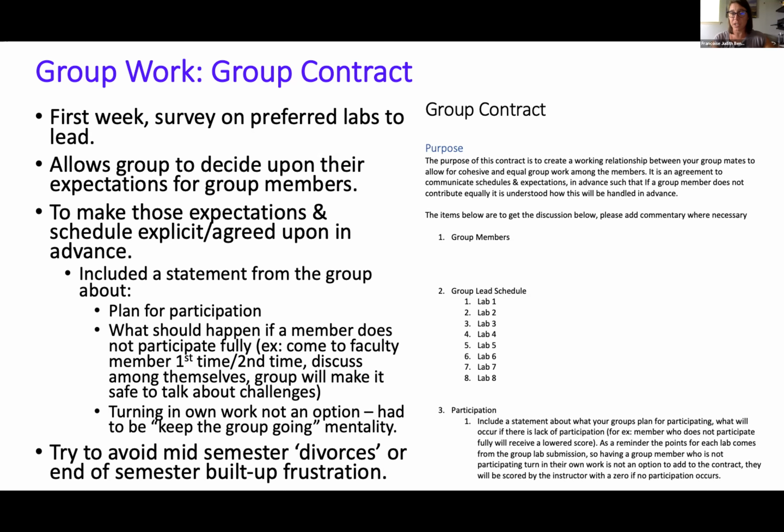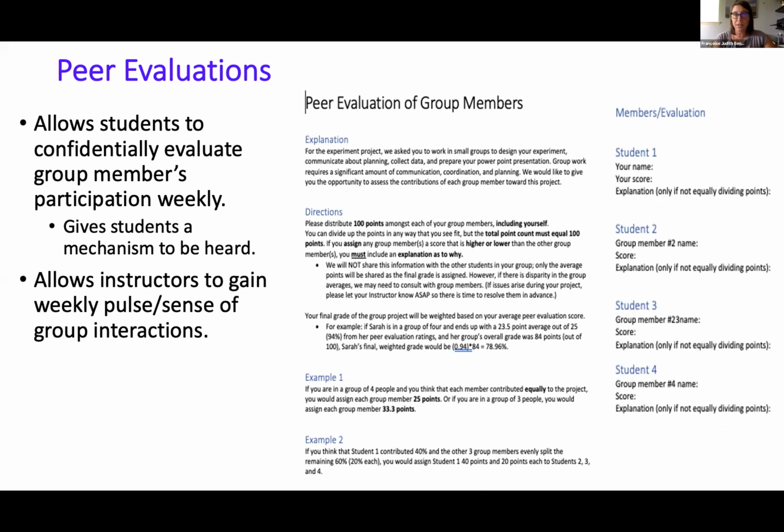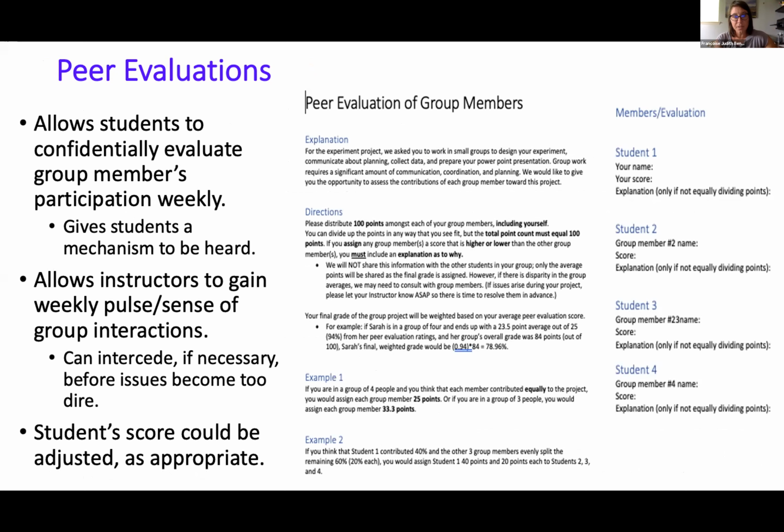The third method that we employed for accountability were peer evaluations. So these allow students to confidentially evaluate group members' participation weekly. They turned them in at the end of the group work period. It gave students a mechanism to be heard, and it allowed instructors to gain a weekly pulse and sense of group interactions, allowing us to intercede if necessary before issues became too dire. And student scores could be adjusted, and I'll explain that in a moment. So on the right, we share our peer evaluation.